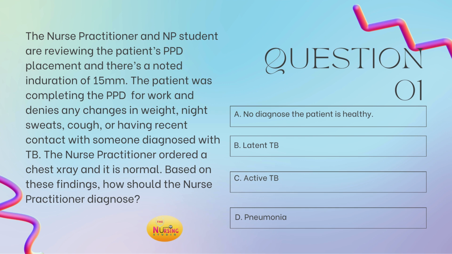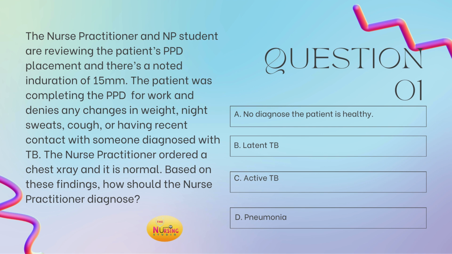All right, you guys, I always recommend reading the stem of the question first to ensure that you're even answering what they're asking you, right? This allows you to slow down and pay attention to what the question is really looking for. So here, the stem of the question states, based on these findings, how should the nurse practitioner diagnose? So if we're diagnosing something, we have to run it back and look at the assessment findings to see what we have going on, right?